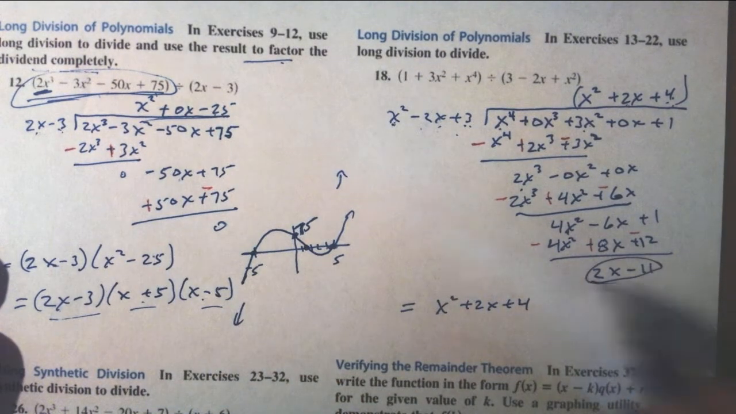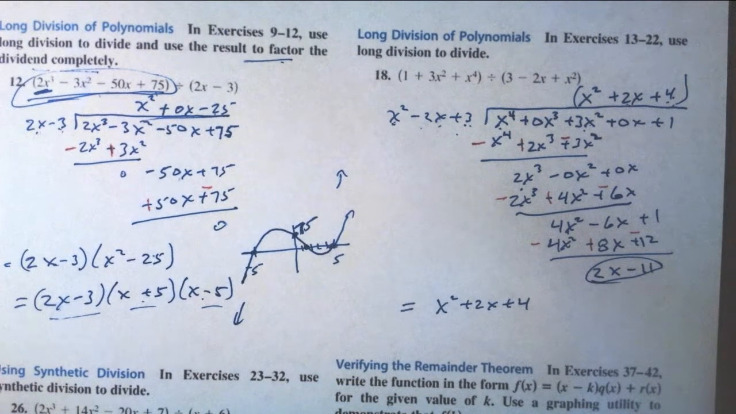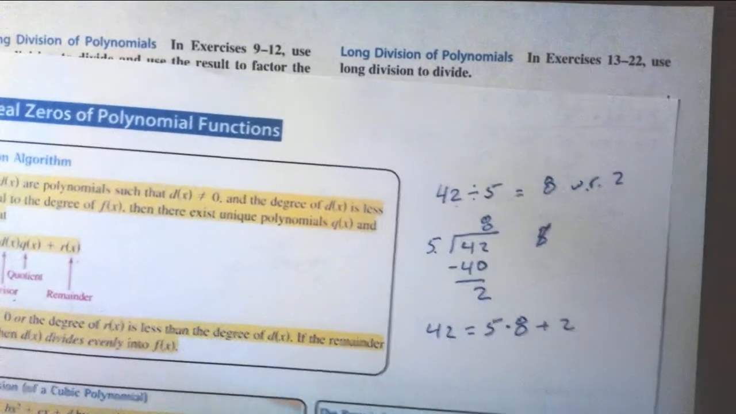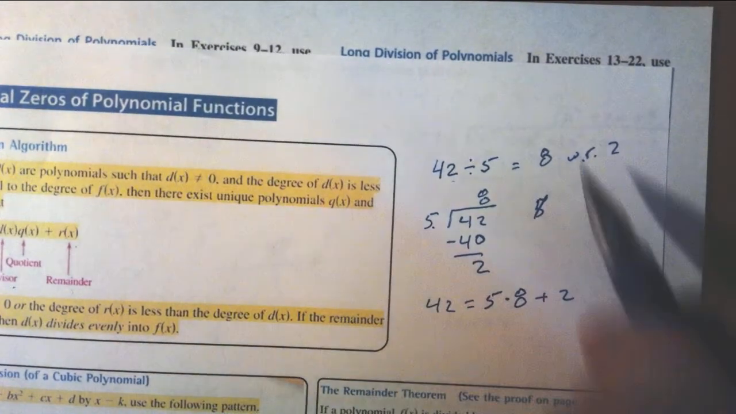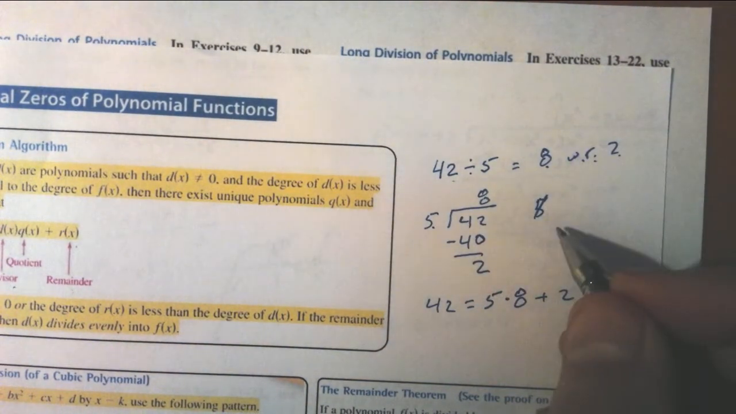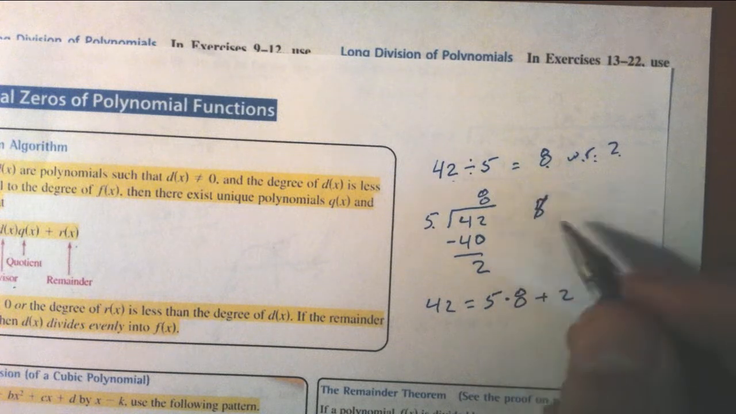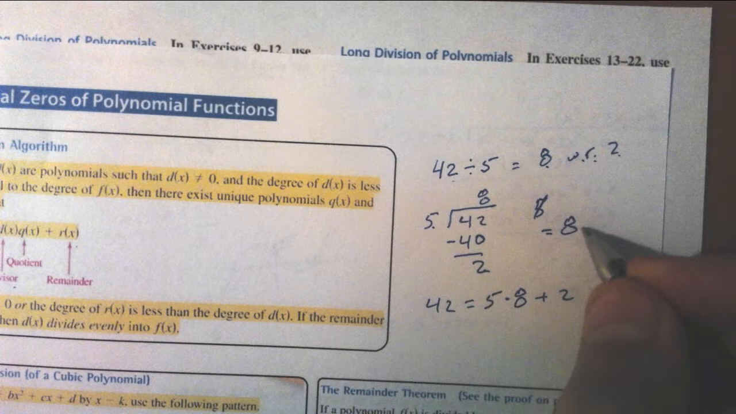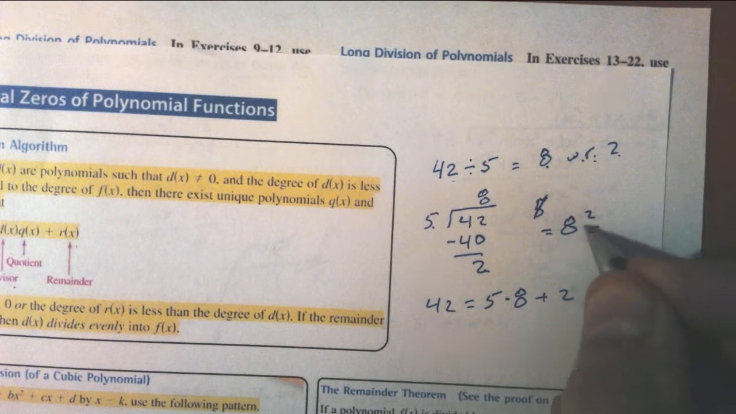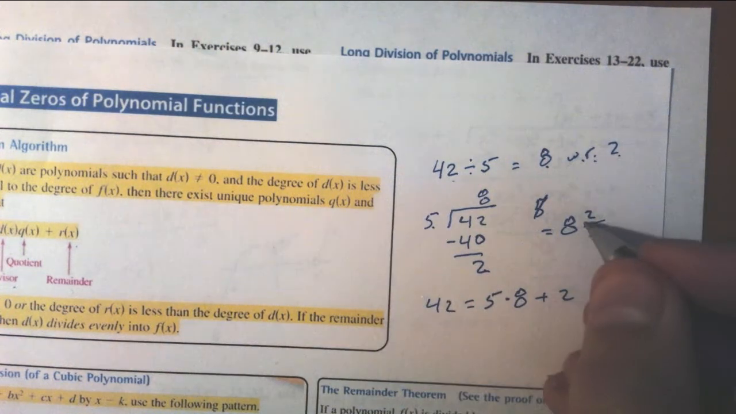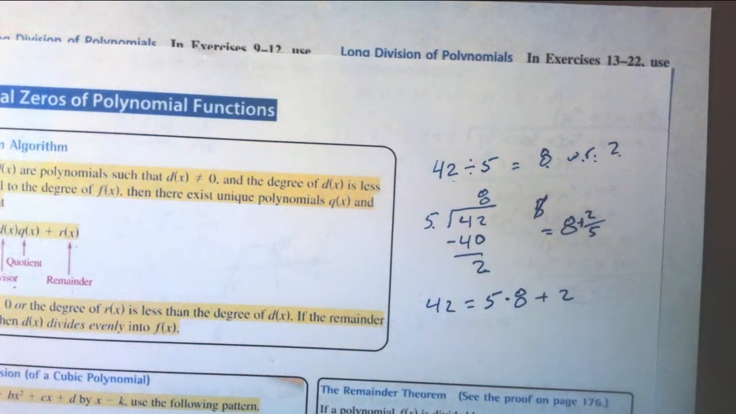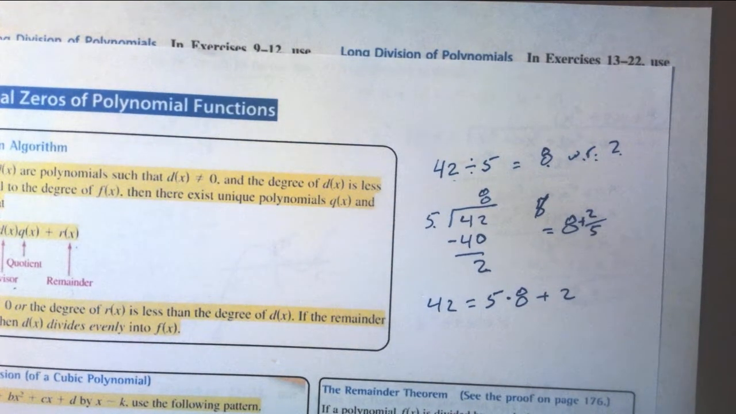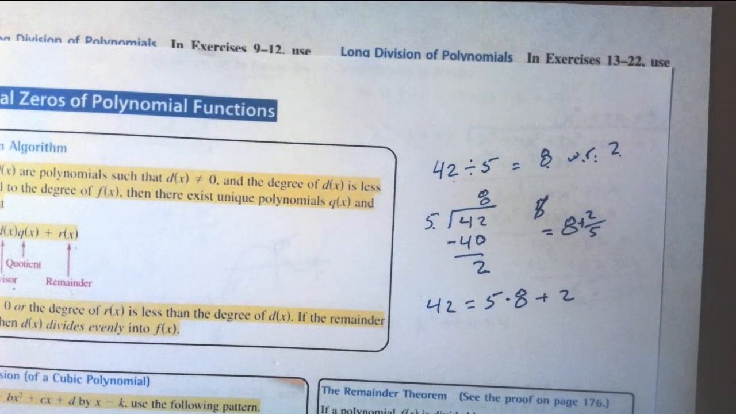This is our remainder. So let me take you back. What do we normally do with our remainder in a problem like this? We wouldn't write this as 8 with a remainder of 2. We would say that 42 divided by 5 equals 8, and we'd take that remainder and put it over there. And that's like having 8 plus 2/5. Doesn't mean 8 times 2/5. 8 and 2/5. 8 plus 2/5.